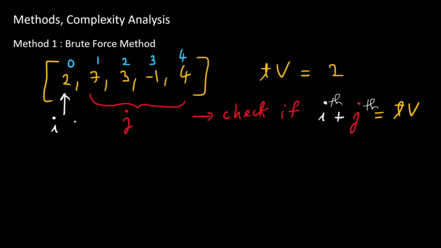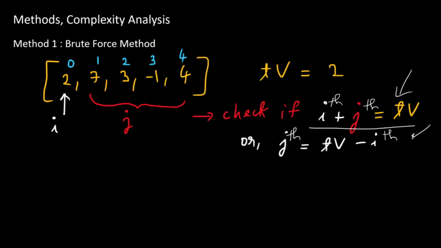So we'll see if 2 plus 7 is 2 or 2 plus 3 is 2, etc. Another way in which some people may write this is, we could also check whether the element at j is equal to the target value minus the value at the ith index. Again, this is the value at the jth index. All right, so these two are just one and the same thing. It's just two ways of checking the same thing.